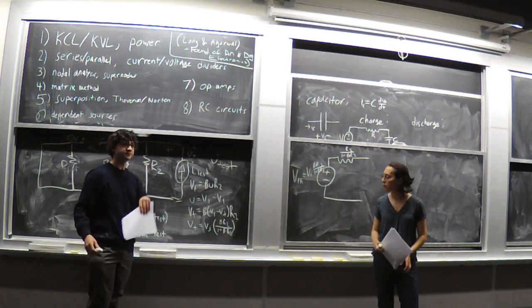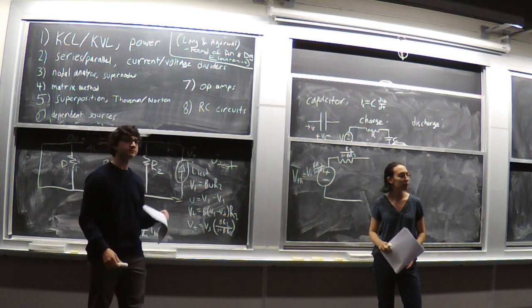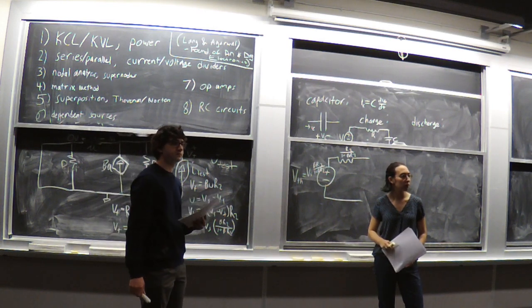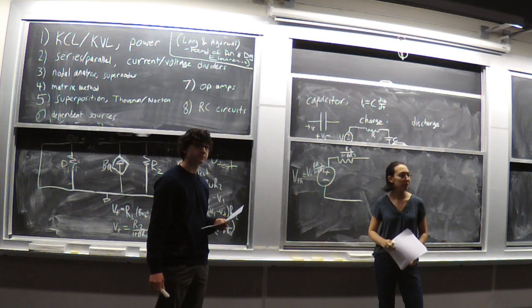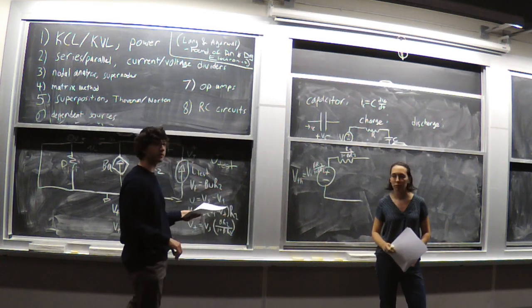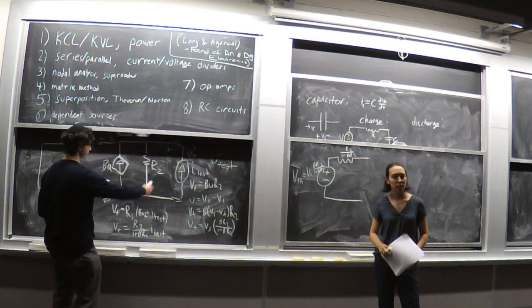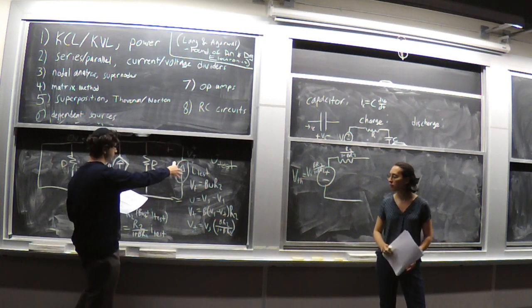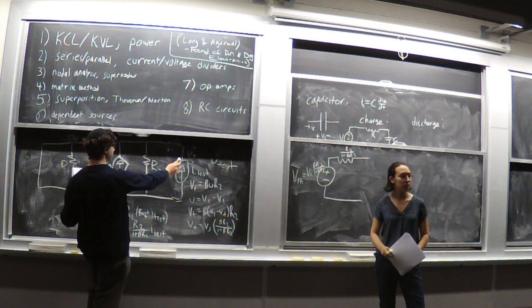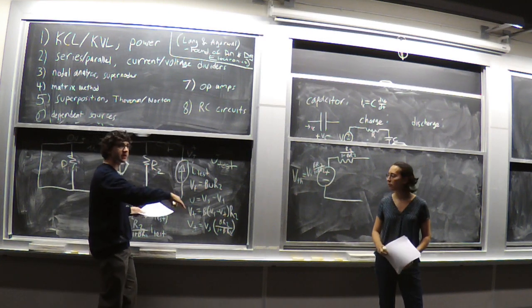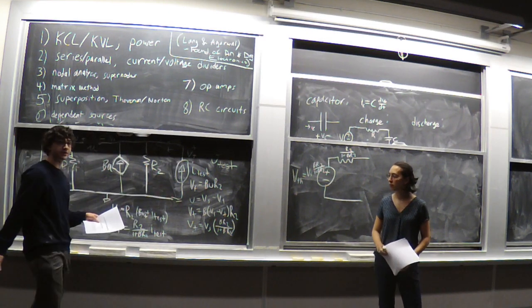Okay. So the first one found VTH and the second one found RTH? Exactly. VTH is your open circuit voltage. You leave the port open, you leave everything else the same, and you just measure what voltage you get. For RTH, you apply an I test and you measure V test, and you turn off all of the independent sources inside.